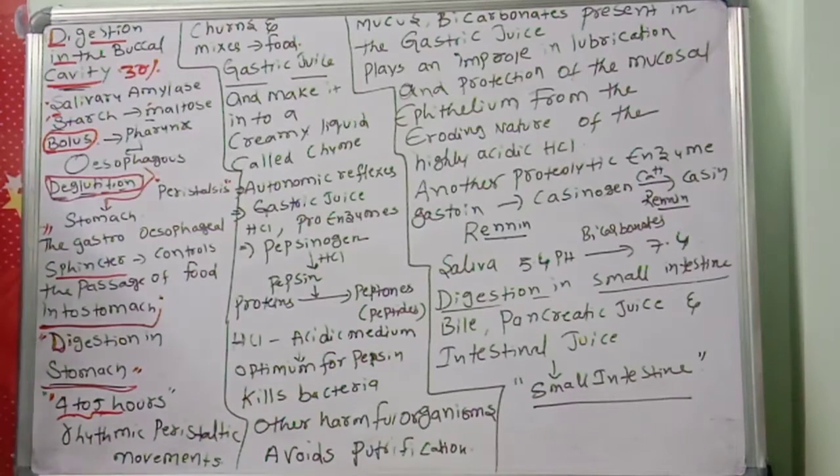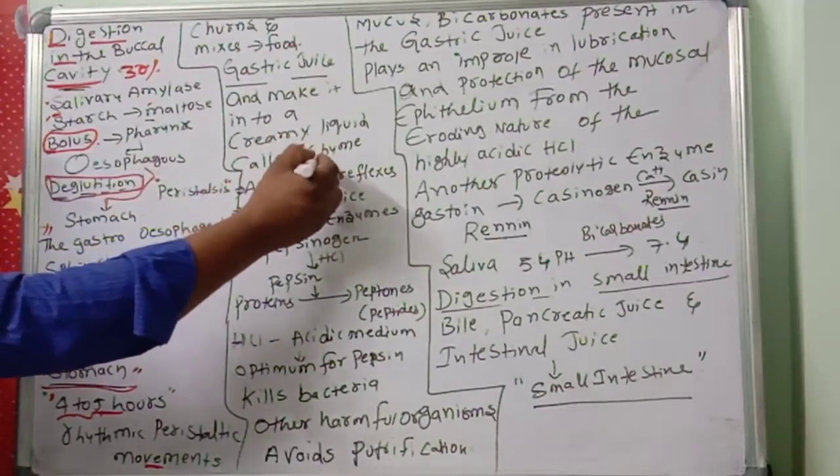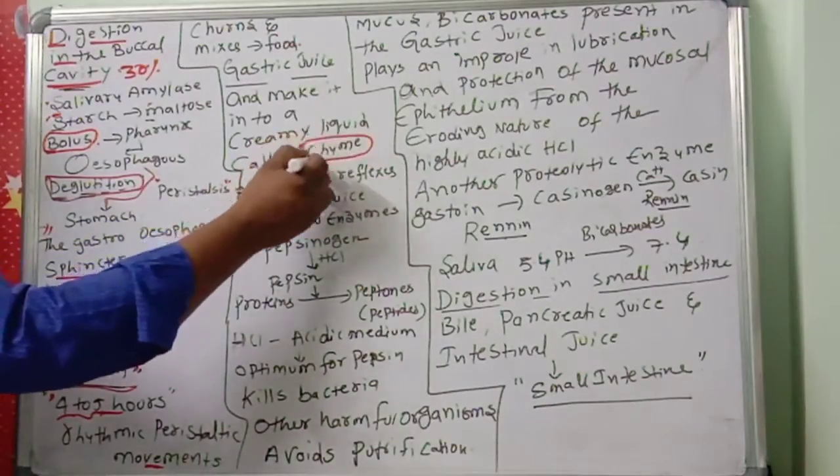Then what will happen? The rhythmic peristaltic movement churns and mixes the food with the gastric juice and makes it a creamy liquid. What do you call that creamy liquid? Very, very important: that is called chyme.